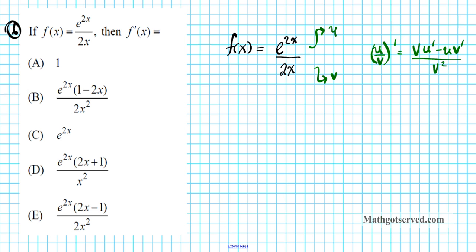All right, so let's apply that to this problem. V is 2x, so we have 2x times u prime. Now when we're looking for u prime, remember the derivative of e to the x is e to the x, so we have e to the 2x. Using the chain rule, we have to differentiate this composite function right here. So e to the 2x times 2, minus u, which is e to the 2x, times v prime, the derivative of 2x, which is just 2, divided by v squared, which is 2x squared. This is not a difficult problem, it's just the little mistakes that can get you.